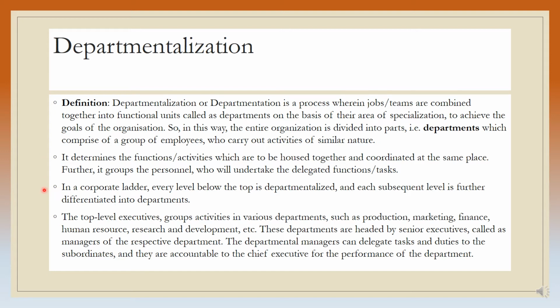Now, in a corporate ladder, every level below the top is departmentalized, and each subsequent level is further differentiated into departments. The top level executives group activities in various departments such as production, marketing, finance, human resource, research and development, etc. These departments are headed by senior executives called managers of their respective department. The departmental manager can delegate tasks and duties to the subordinates, and they are accountable to the chief executive for the performance of the department.